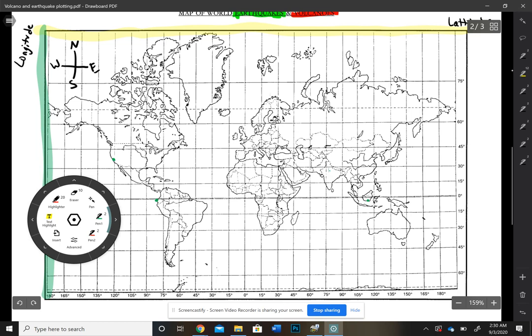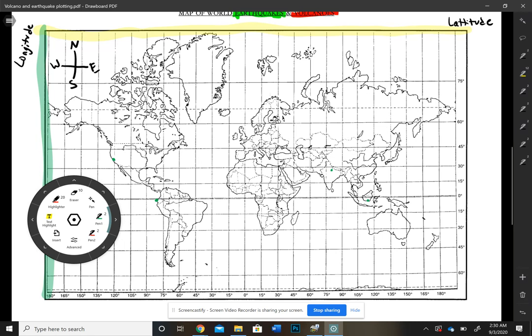Get rid of my tiny dot. No, I got rid of both dots. Okay, try again. There we go. Okay. Last one for our earthquakes.